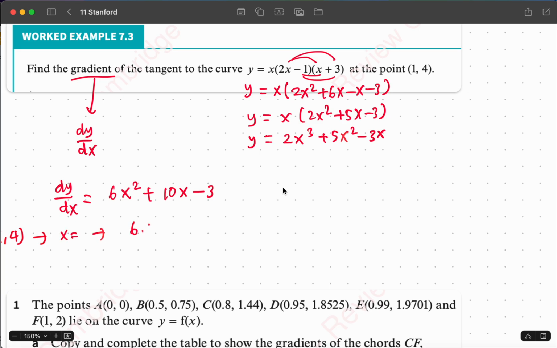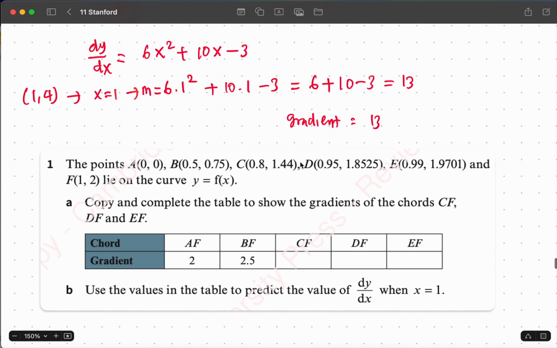So 6 times 1 squared plus 10 times 1 minus 3. So this is going to be the m, or the gradient. Okay, so 6 plus 10 minus 3, so it will be 13. So the gradient will be 13. Okay, the gradient is 13. That is it, guys.